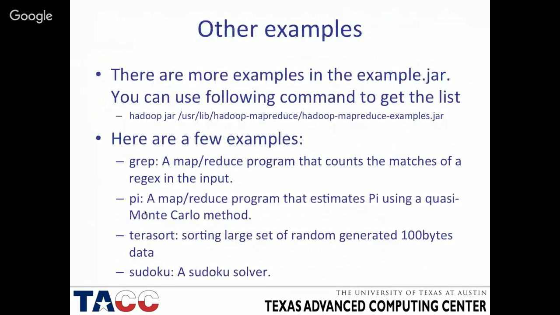There are also some other examples other than word count in that example jar file. If you do hadoop jar, followed by the jar file name without any other parameters, it will print out a list of the applications already included in that jar file. So there are some interesting ones you may want to give a try or play with a little bit, other than the word count.